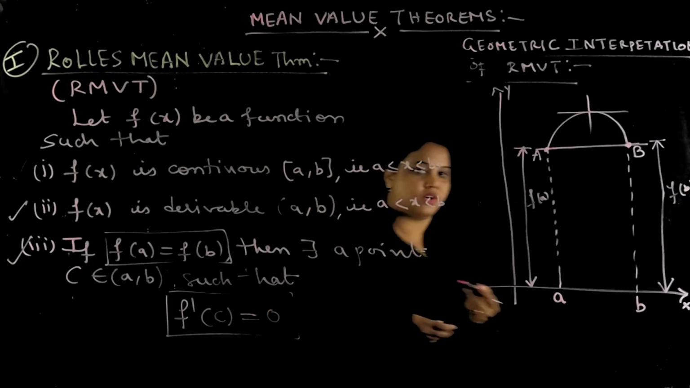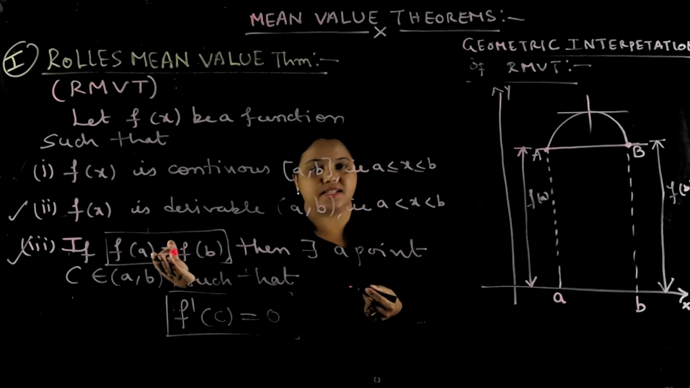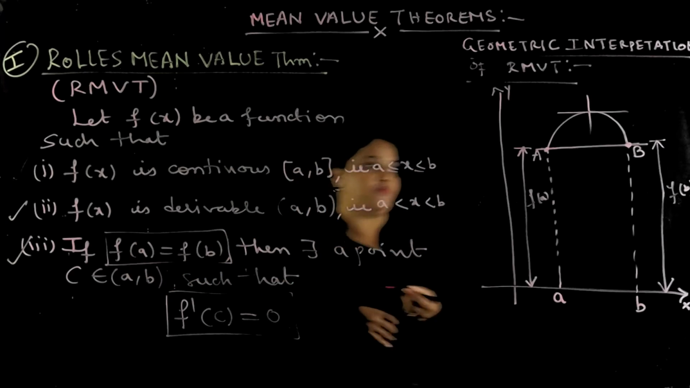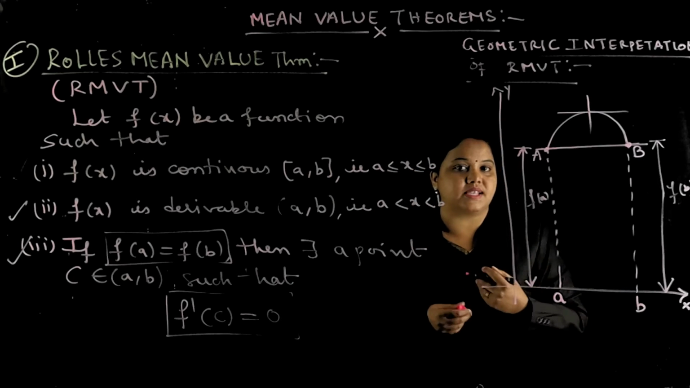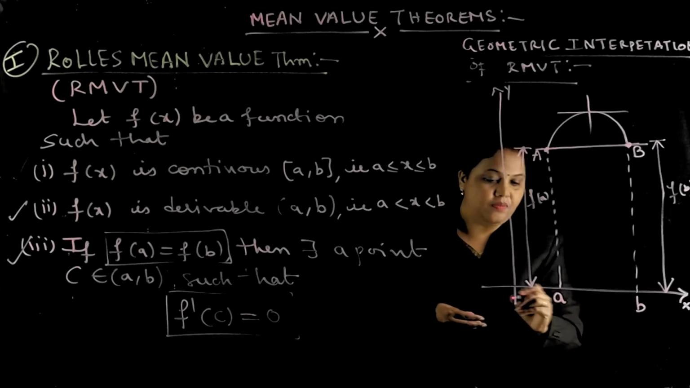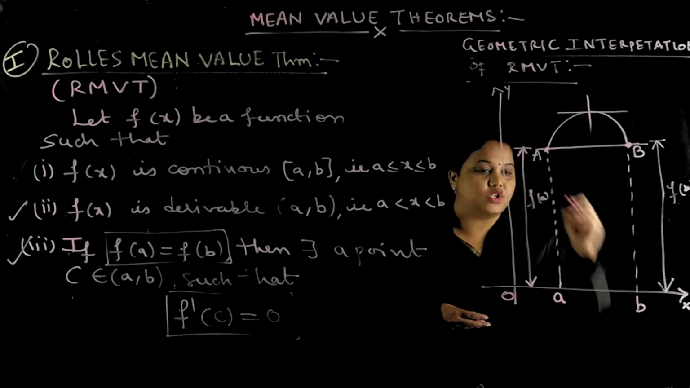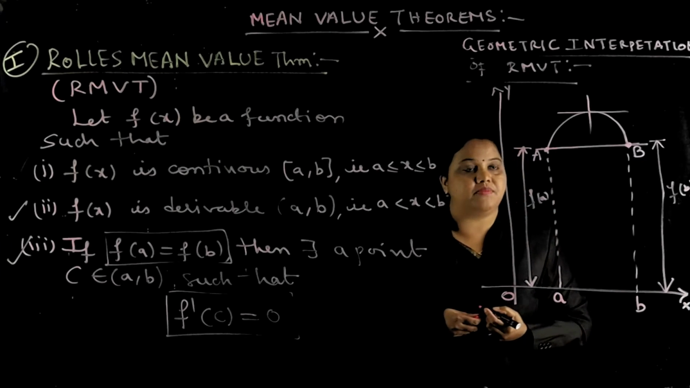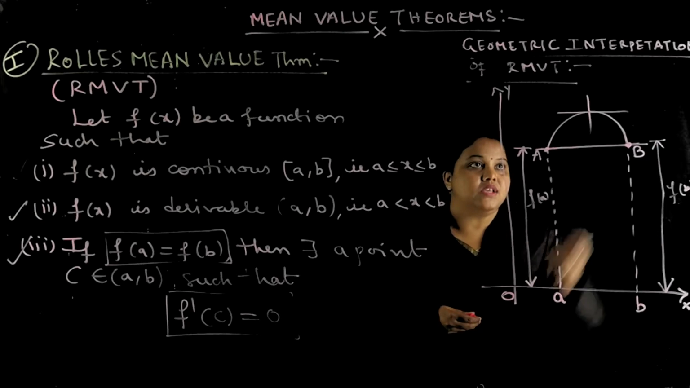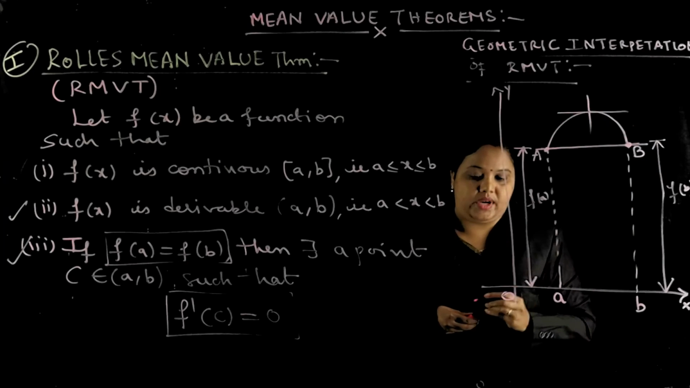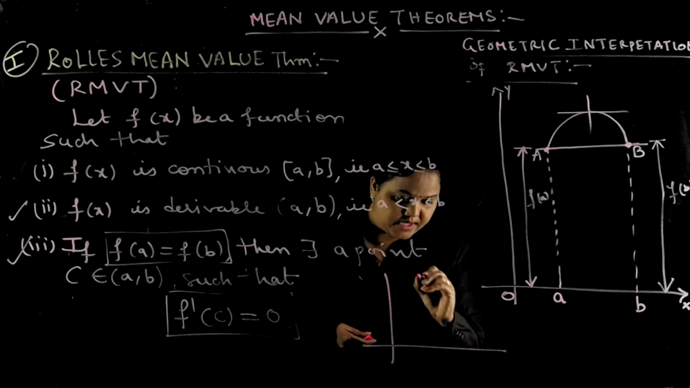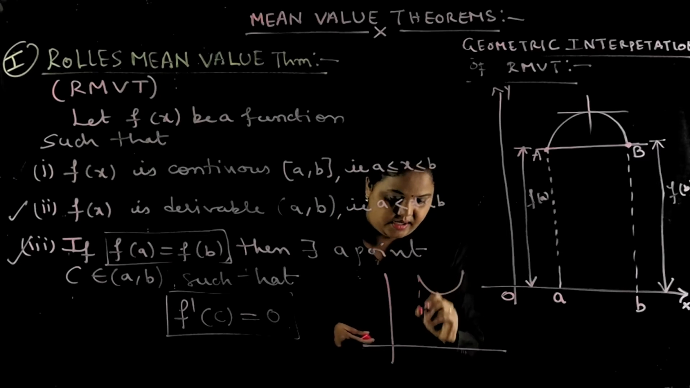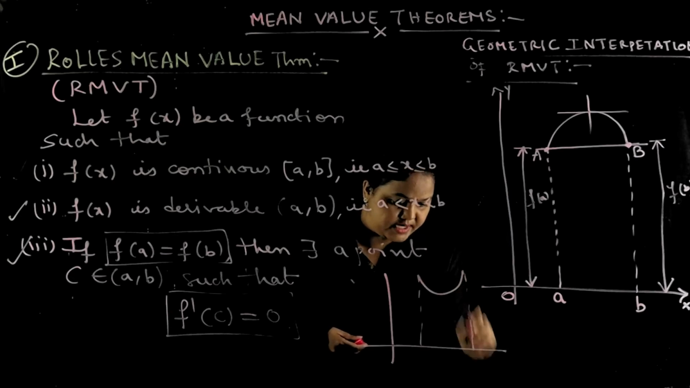We can have any number of curves, but the Rolle mean value theorem states that f of A should be equal to f of B. That means they should be at the same height and same depth with reference to the x-axis. So this is a curve which is going like this. We may also take a curve which will be of this form also.